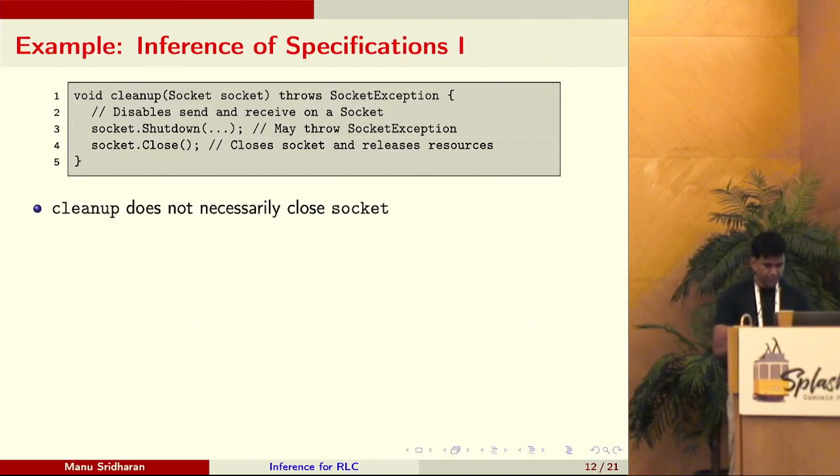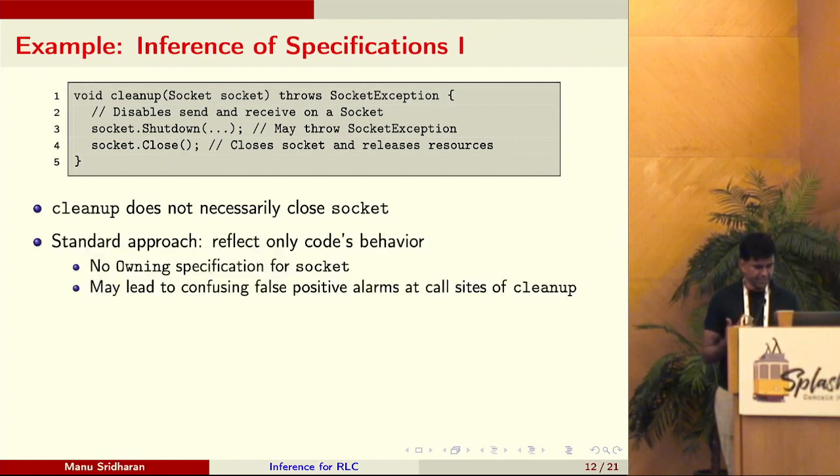So here's our example. It's a cleanup method that takes in a socket, and then it does some shutdown routine to disable operations on that socket, and then it closes it. The problem here is that while it seems clear that this method was intended to always close this socket, it may not do so, because this shutdown routine called on line 3 might throw an exception. And if that happens, then close will never be called, right?